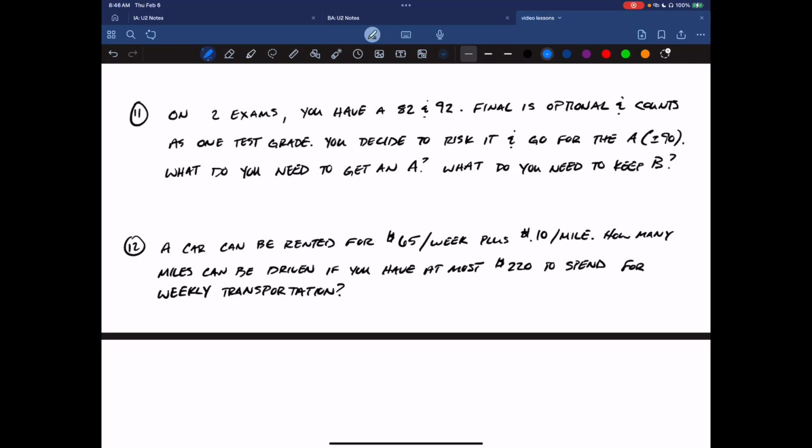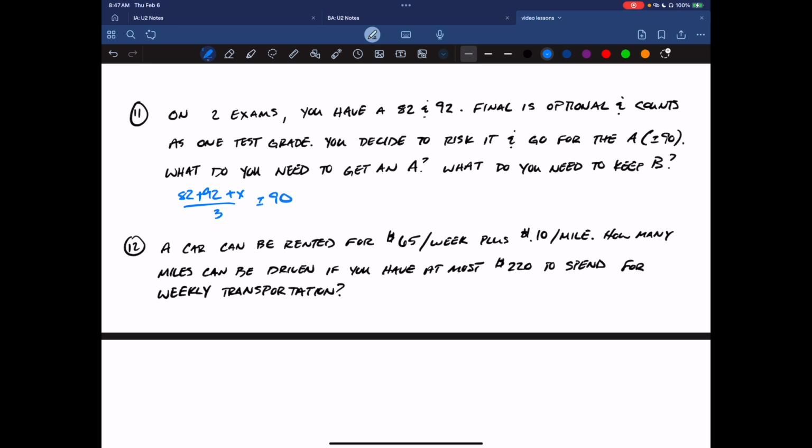All right, so a couple things here. I'm going to say 82 plus 92. And because the final is optional, but it counts as one test grade, I'm going to say some third grade. I'm going to take the average. Remember, the average is a string of numbers divided by the number in that string. So how many terms do you have? And that's what I'm going to divide by. All right, and I want an A, so greater than or equal to 90.